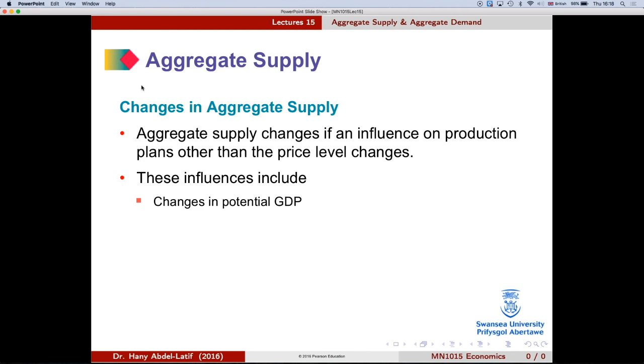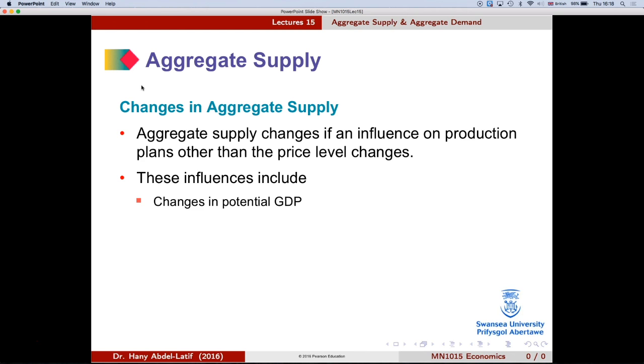Does anyone know? How does the potential GDP increase? We did this last week when we talked about economic growth. You remember when we defined economic growth? That was the sustained increase or rise in the potential GDP. Does anyone remember what factors would change the potential GDP? Go back to the previous lecture from last week. Okay? So anyway, if anything changes the potential GDP, then this will affect the long run aggregate supply.